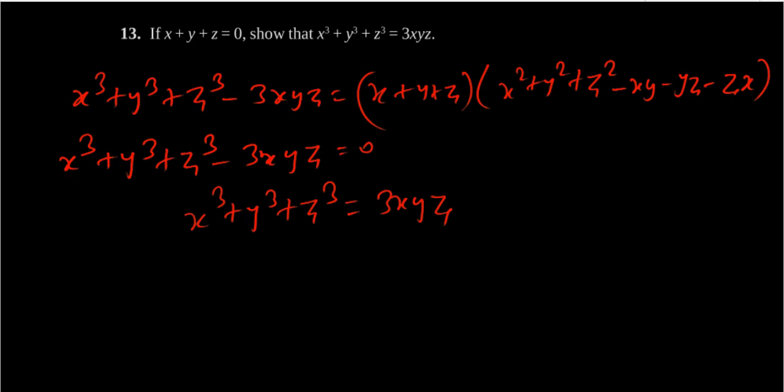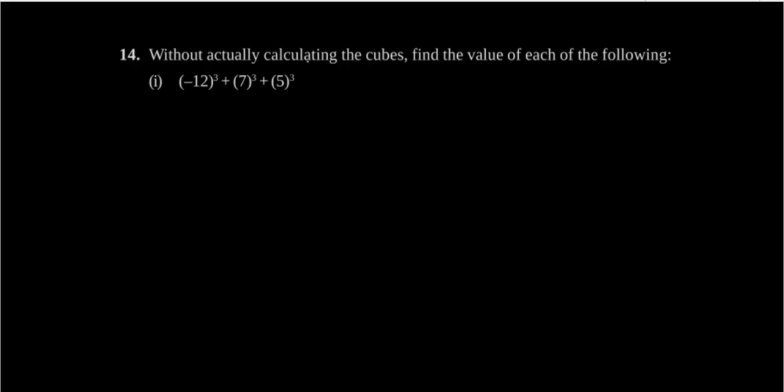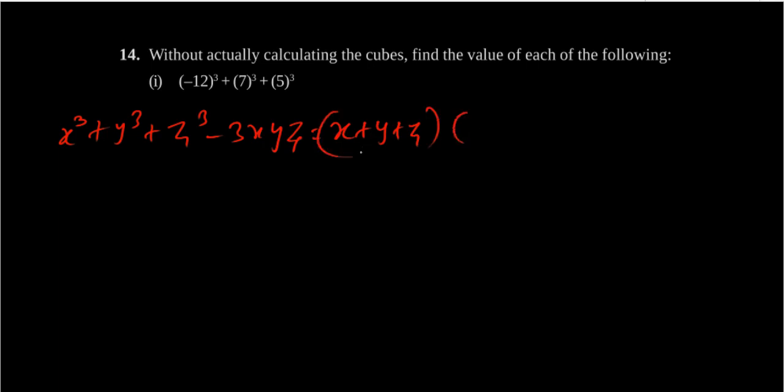Next problem. Without actually calculating the cubes, find the value of each of the following. It is having x cube plus y cube plus z cube. So, if it is having 3 cubic terms, it will match the identity x cube plus y cube plus z cube minus 3xyz equal to x plus y plus z into x square plus y square plus z square minus xy minus yz minus zx.